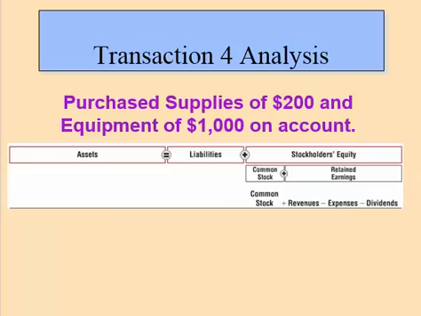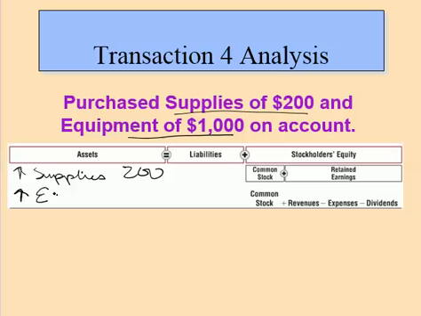Here's another example. We purchased supplies of $200 and equipment of $1,000 on account. If we're going to purchase supplies of $200, think back to what we just did a minute ago. What kind of account are supplies? Supplies are assets, so my asset supplies is going to go up by $200. I also purchased equipment of $1,000, and again, think back to the last transaction. When we bought equipment paying cash, my equipment went up $1,000.